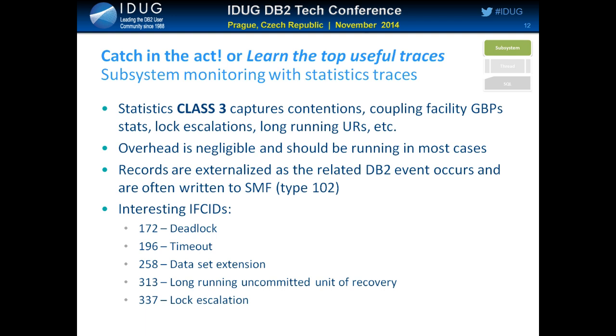to 102. Db2 uses just 3 SMF types, 100, 101, 102. So the first class goes to 100, accounting to 101, and the rest of them goes to 102. So just 3 SMFs, but all IFCIDs are put into there. Interesting IFCIDs: deadlock 172, timeout 196, dataset extension 258 or 259, then long running uncommitted unit of recovery 313 and 337 lock escalation. So if you have this class started, that's what you will get.